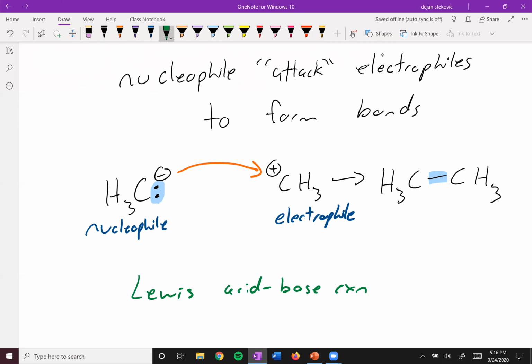In organic chemistry, we don't call them Lewis acids and bases. We call them nucleophiles and electrophiles, but it's essentially the same idea. This nucleophile is a Lewis base, while the electrophile is the Lewis acid. Right, electron pair donor and electron pair acceptor.